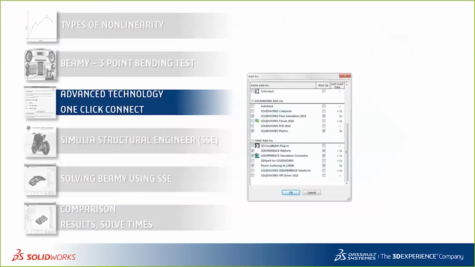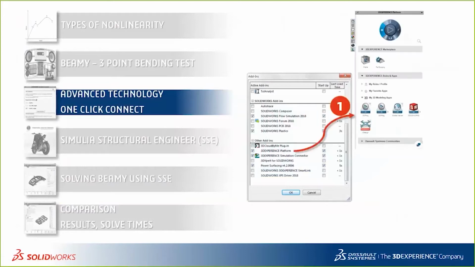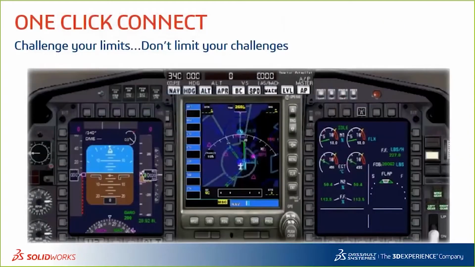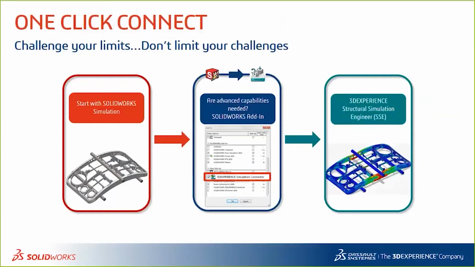Let's go ahead and take a closer look at that. Here you can see the add-ins panel within SolidWorks. We have an add-in right here, which is the 3DEXPERIENCE Simulation connector. By turning that on, that allows you to send your simulation parameters from SolidWorks Simulation directly onto the Simulia Structural Engineer, or as we are calling it, SSE. Let's take a closer look at this, as we call it a one-click connect directly from SolidWorks Simulation.